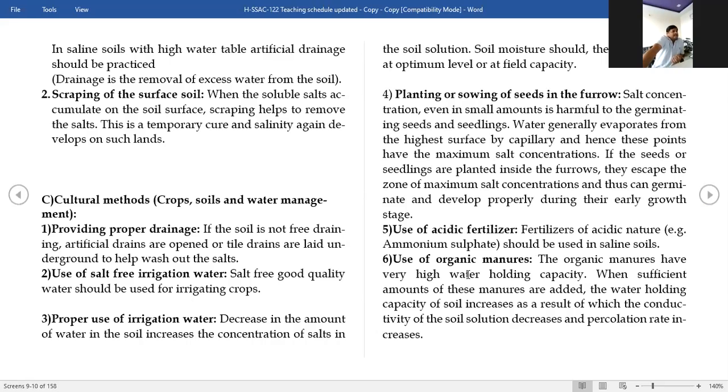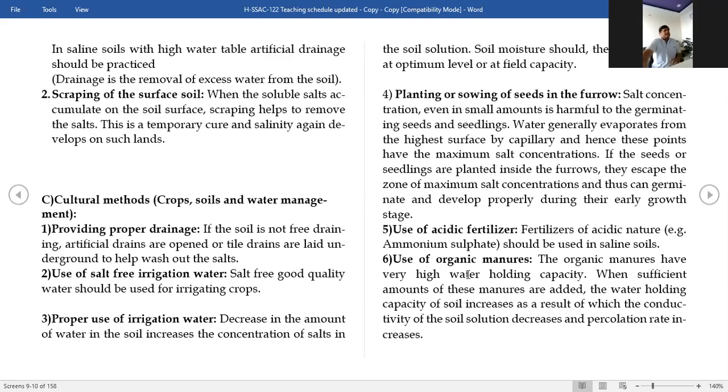Then what are the different cultural methods used for management of saline soil? In this we include providing proper drainage. We have to open drainage channels at certain intervals to lead down certain soluble salts below the root zone. Use salt-free irrigation water. Salt-free, good quality water should be used for irrigating crops. We should not recommend use of canal irrigation because canal water contains salts which are dissolved around the seepage areas, so it is very salty water.